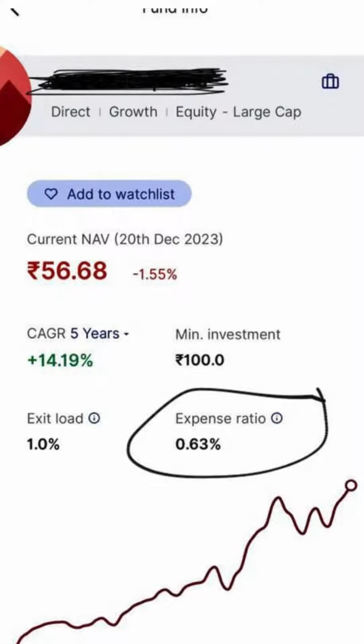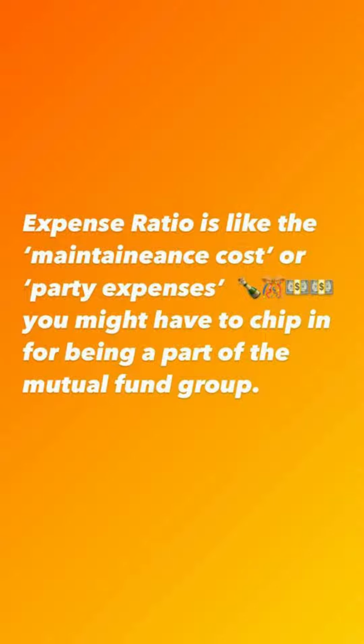Expense ratio as well in the screenshot. So what is expense ratio? Expense ratio in mutual funds is like the maintenance cost or party expenses you might have to chip in for being a part of the mutual fund group.